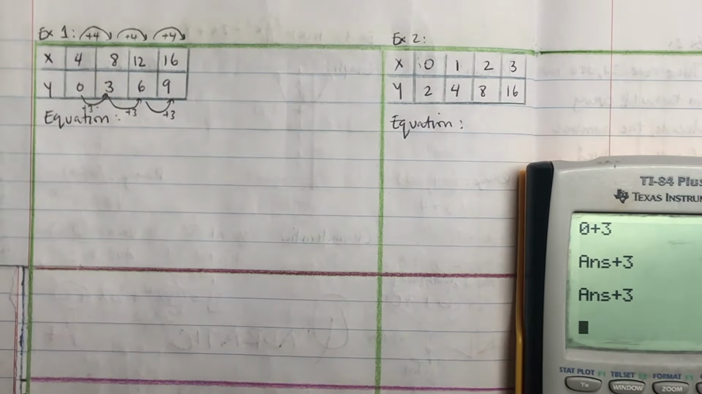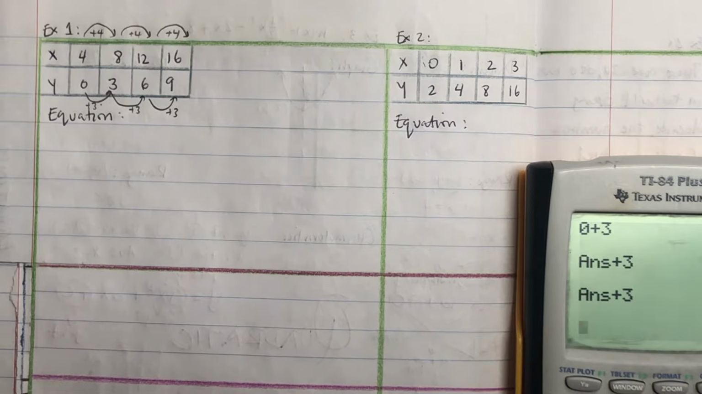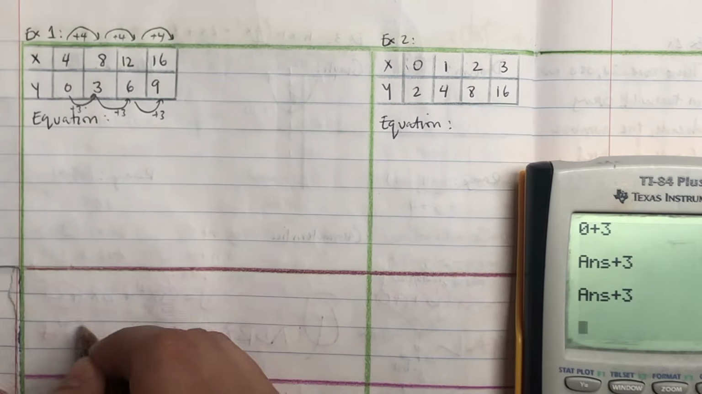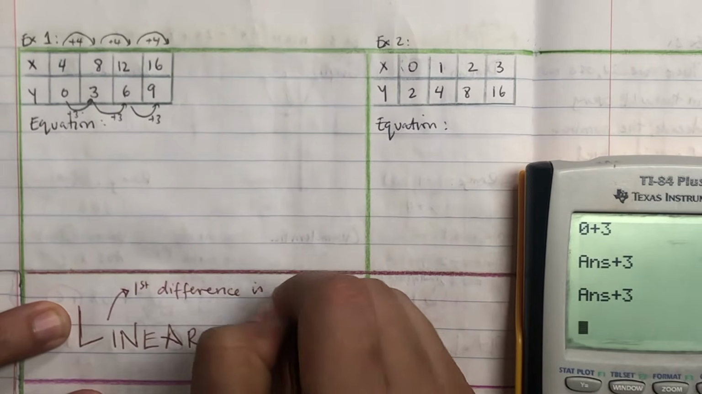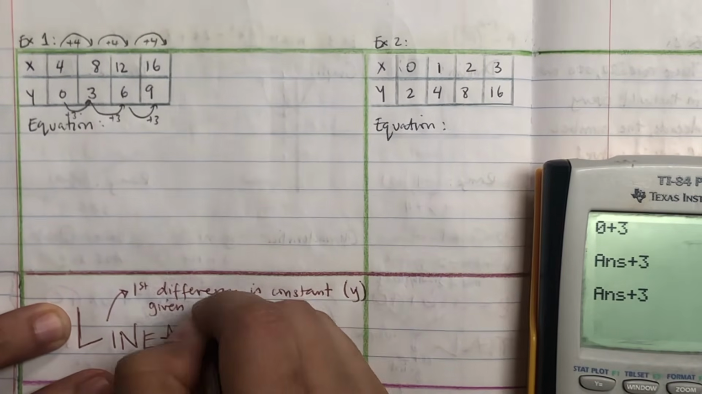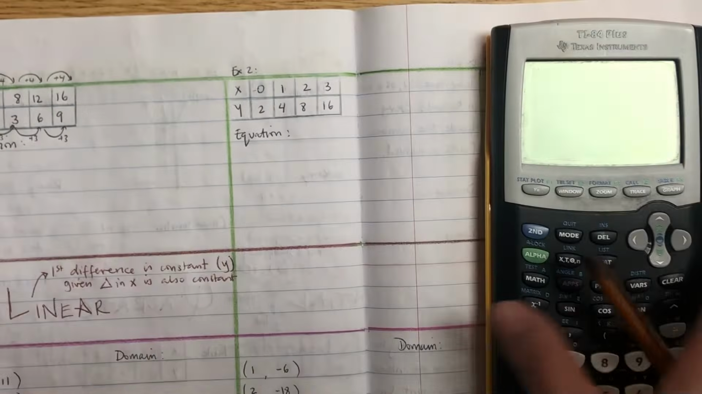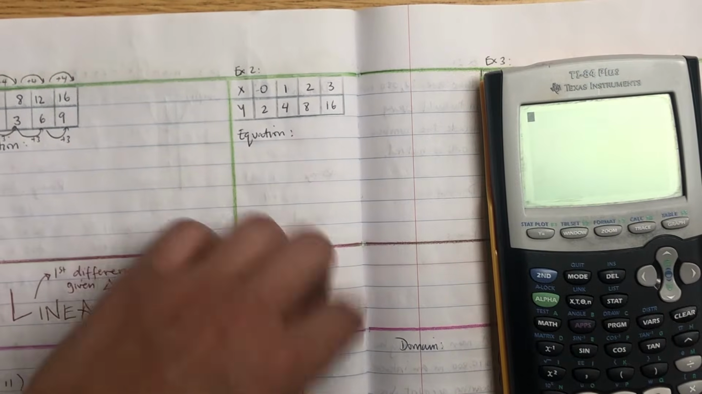So this one is actually linear, and I'm just going to write that down so that you can keep track of what's what. So for it to be linear, the first difference is constant, that's y, given the change in x is also constant. If it's exponential, it's y2 divided by y1.